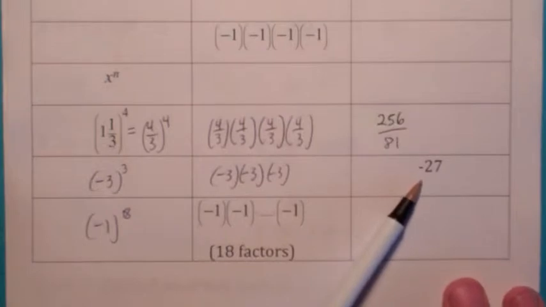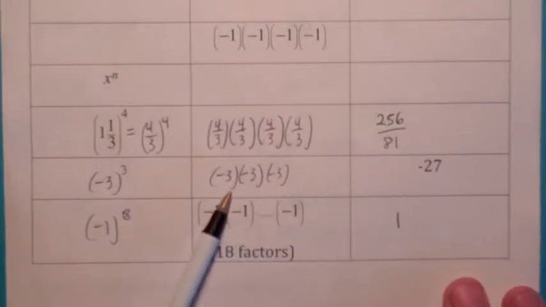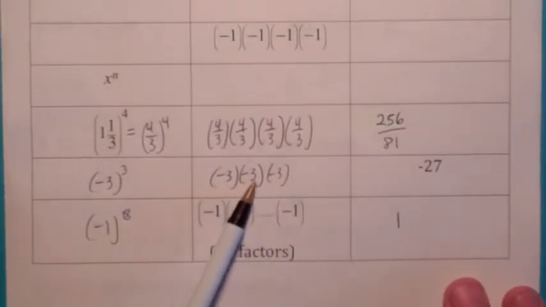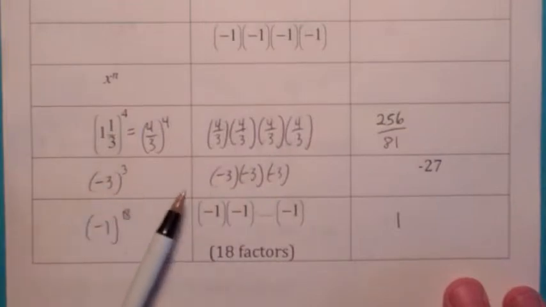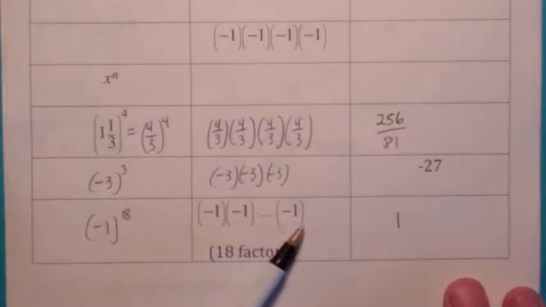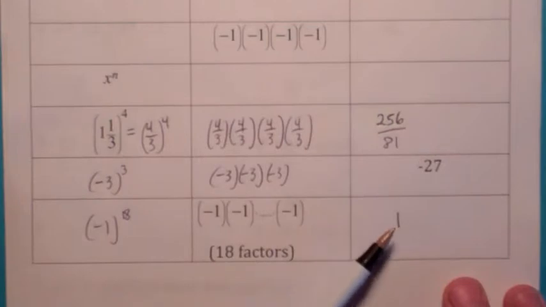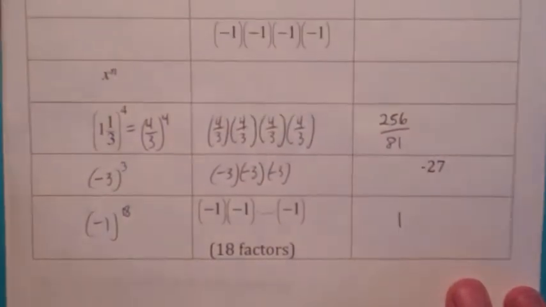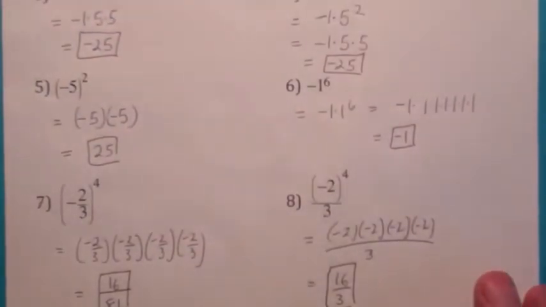Now, when you're given the natural form of negative 27, you could have thought of that as negative 3 times negative 3 times negative 3. The base would be negative 3, the exponent's 3. And this one, if you're multiplying negative 1 times itself 18 times, isn't that just negative 1 to the 18th? Now, the reason why the answer is positive 1 is because you have an even number of negatives, right? All right, well, let's keep on going.